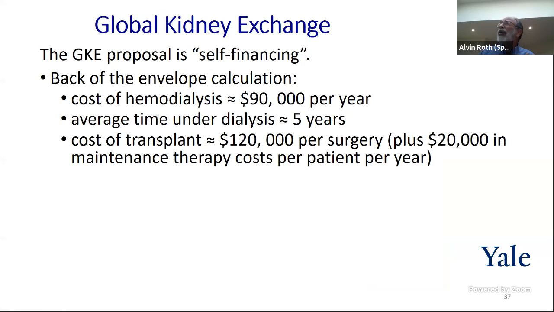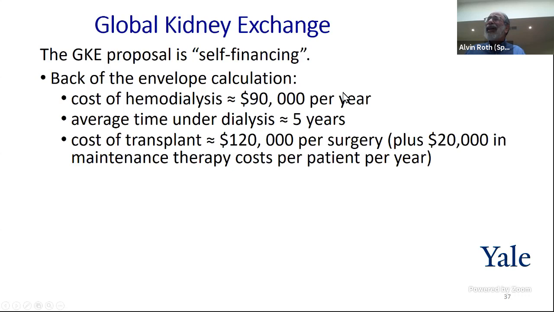And the answer is that this is a self-financing proposal, because transplantation in the United States and in most of the world is not only the best form of treatment, it's also the cheapest, because the alternative is dialysis. And a transplant costs roughly the same as a year of dialysis. But after you do a year of dialysis, you have to do another year of dialysis. And after you do a transplant, you don't.